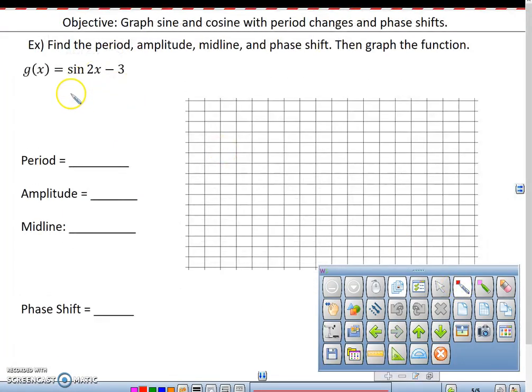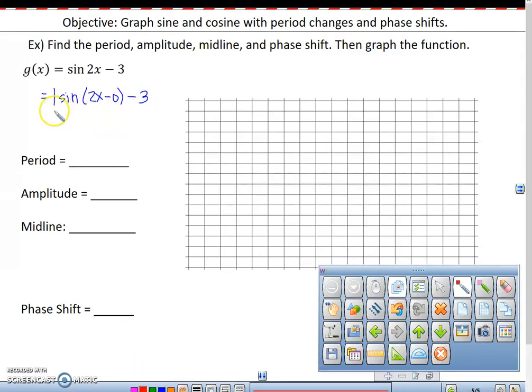So here we're going to graph g of x equals sine of 2x minus 3. So calculating all of our key things here first. Structurally speaking, we have to see this. So we have an a value of 1. That minus 3 is not included with the 2x because there are no parentheses around it. So we have 2x minus 0 as that 1 over b x minus c structure.